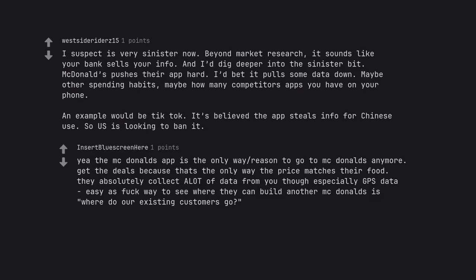Yay, the McDonald's app is the only reason to go to McDonald's anymore. Get the deals, because that's the only way the price matches their food. They absolutely collect a lot of data from you though, especially GPS data. Easy way to see where they can build another McDonald's: where do our existing customers go?